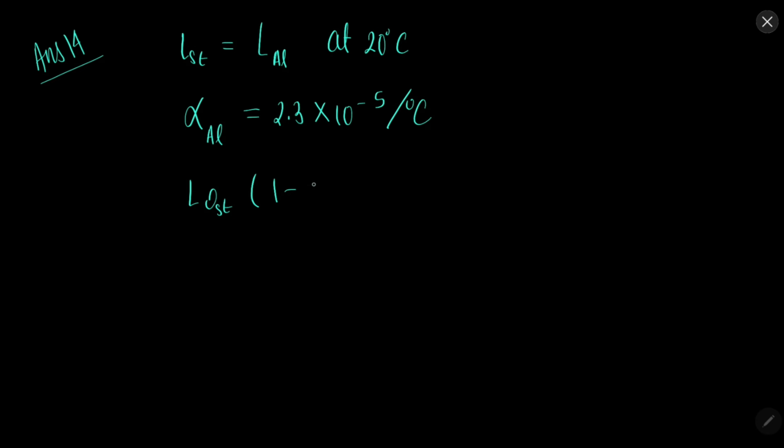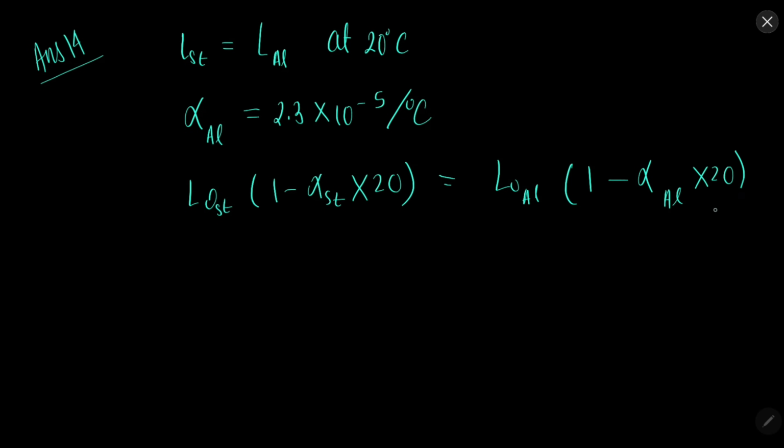it will be 1 minus alpha steel into 20. It will be equal to L_Al, 1 minus alpha Al into 20. This is the temperature 20 at 20 degrees Celsius.